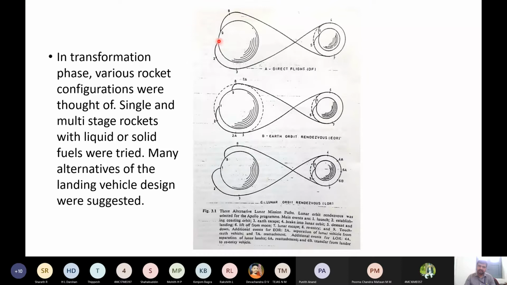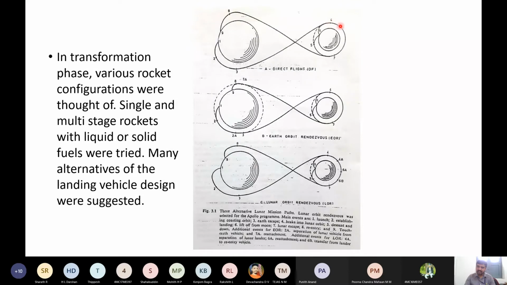So here it is taking off. Then this is the Earth orbit. It will reach the orbit, then revolve in the orbit for some time. Then this is the point where the vehicle will escape from the Earth. So 3 is where the vehicle takes off from the Earth orbit. Then it has to travel through a path. The circle represents the lunar orbit, that is the moon orbit. At 4 it will reach the lunar orbit.